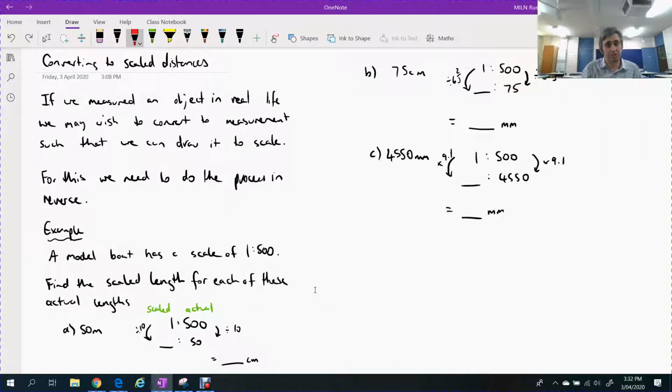Now sometimes we want to go backwards. So we measure a unit in real life and then we want to find out what the scaled length would be. So let's imagine that we want to make a model boat, and we have a real boat, and we can measure the real boat.